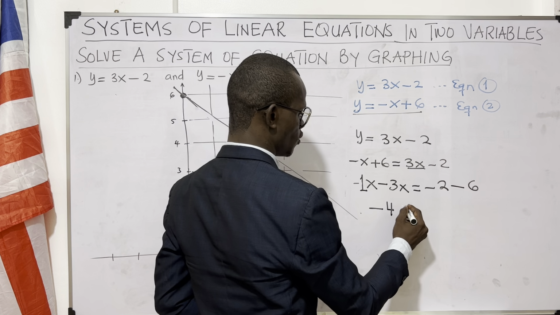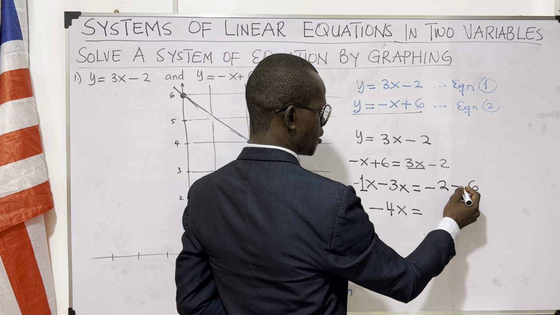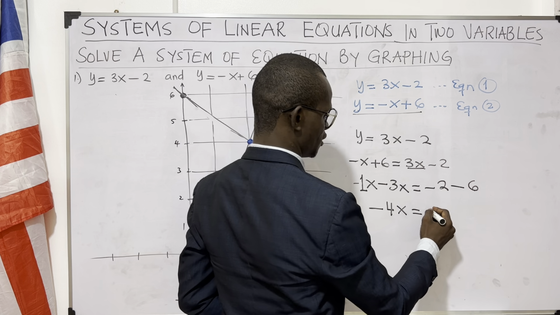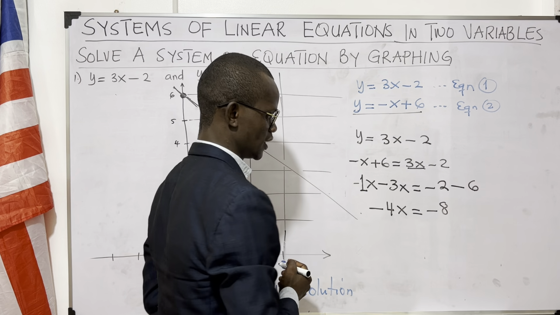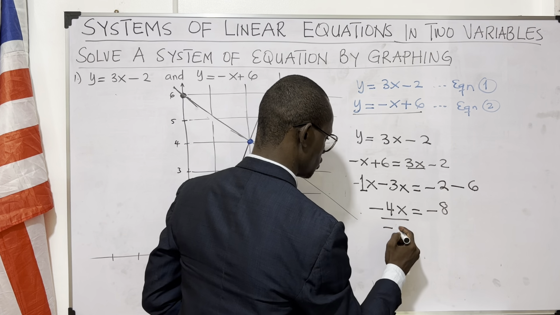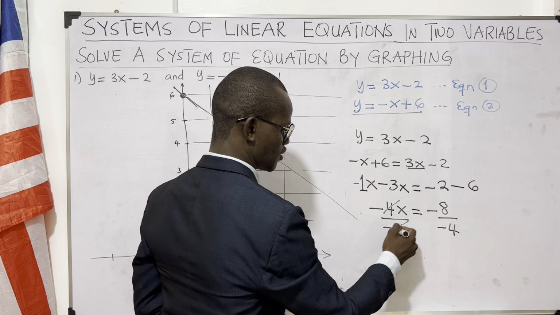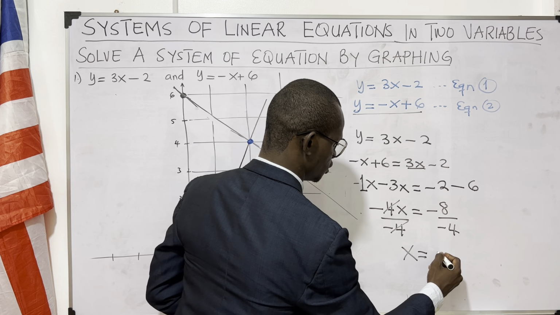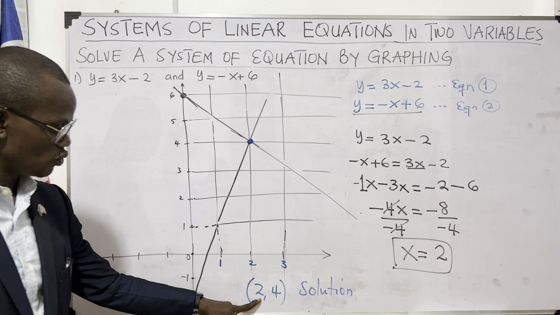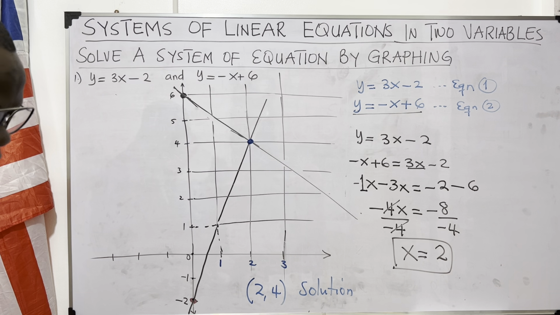So it is minus 4x equals, now minus 2 minus 6, the signs are the same, is minus 8. Now we want to solve for x, so we divide this by minus 4, and we divide this by minus 4. So the 4 cancels the 4. You have x equal to positive 2. Now, from the solution, we have x equal to positive 2, right? So we'll do the next one.